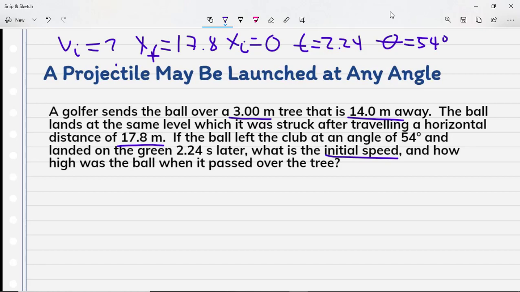So we need to look at all this data and figure out what equation we're going to use. And in this instance, this equation has all the variables that we're looking for.